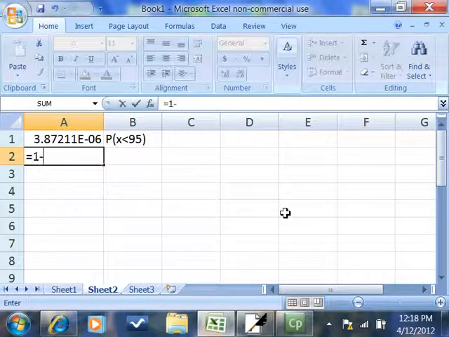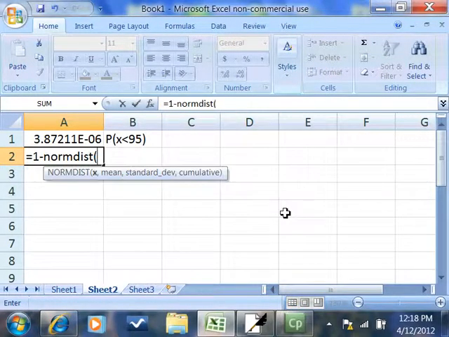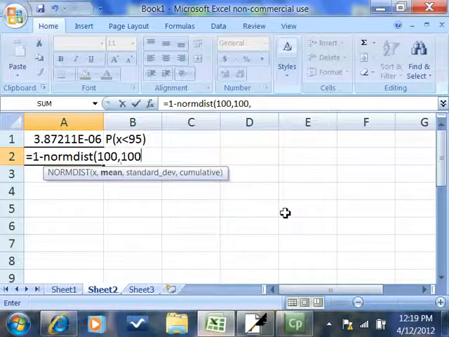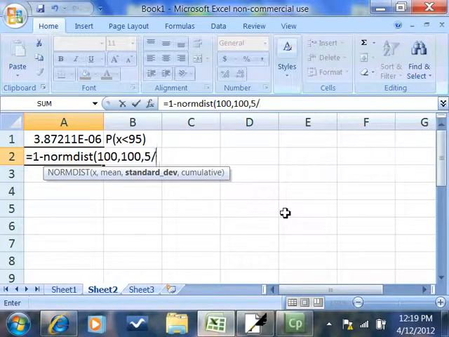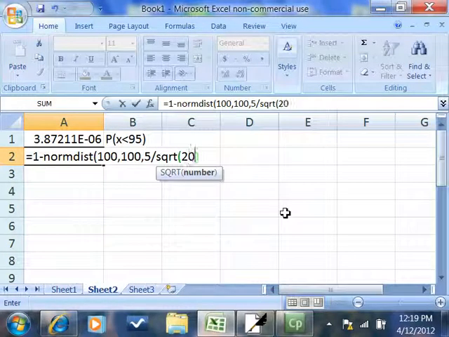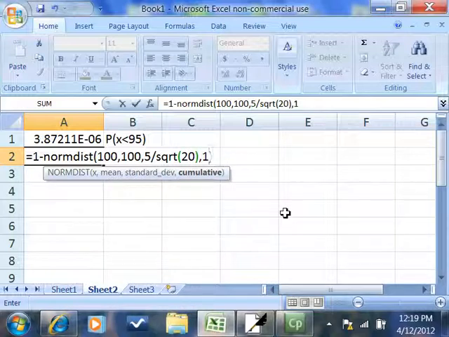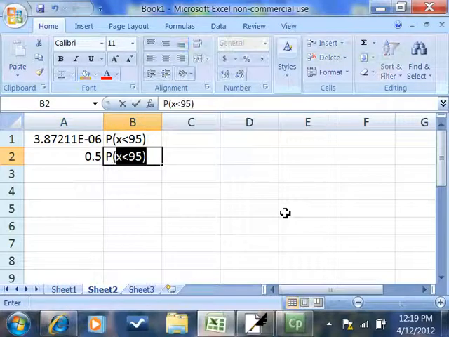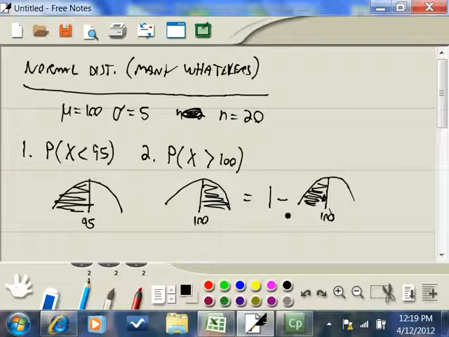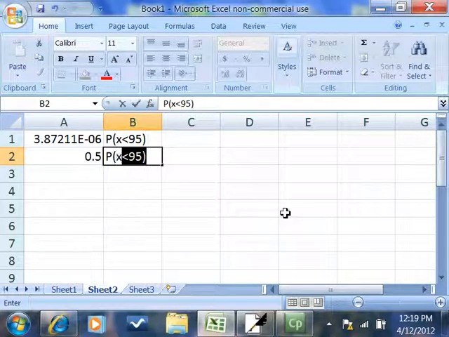So I do equals 1 minus NORM.DIST and 100, comma, our mean was 100 and our standard deviation was 5, divided by the square root of n, which was 20, and then 1 for cumulative. And that kind of makes sense. That's 0.5 when you think about it. X is greater than 100.